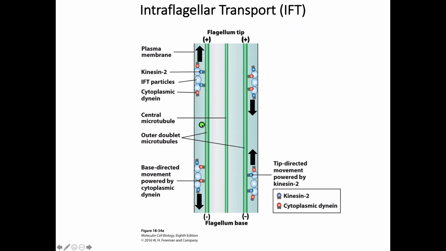So here you have the microtubules, with the plus end towards the tip of the flagella or cilia, and the base towards the cell body. What you are seeing here, the blue ones are the kinesin motors. They are taking some of the cargoes towards the tip, and here there are some dynein motors. They are taking these cargoes towards the cell body.